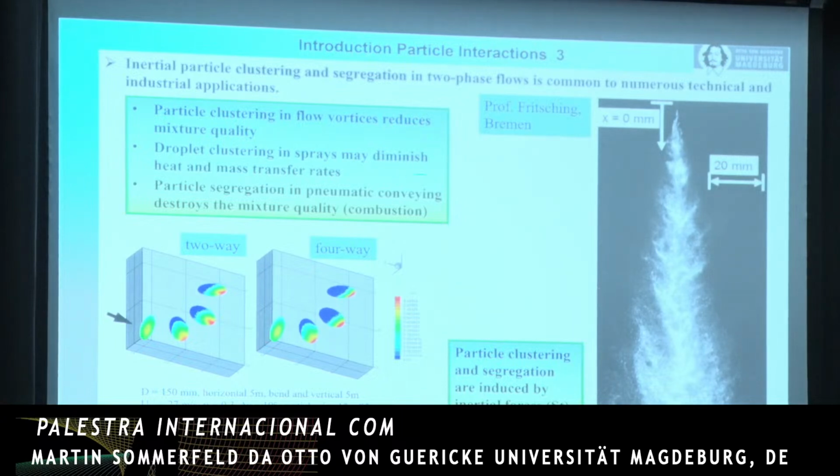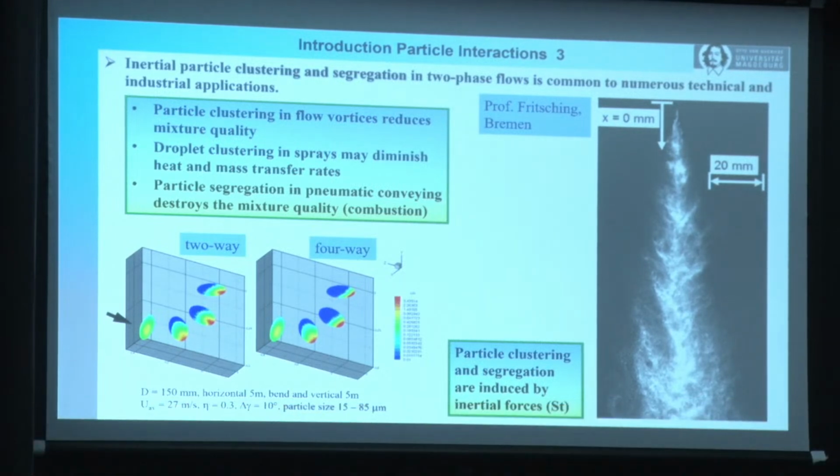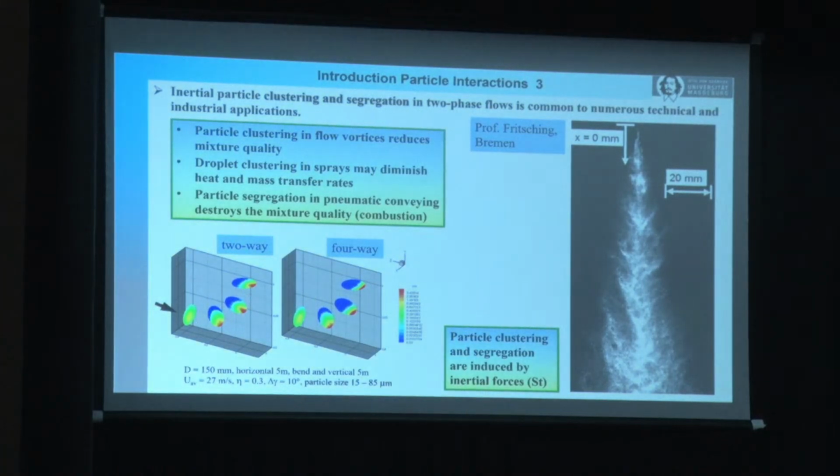Then you have, as illustrated here from the group of Professor Pritching, droplet clustering in sprays, which of course may reduce heat and mass transfer in this situation. And finally, an example is particle segregation in pneumatic conveying, which is often used for pulverized coal-fired plants. So this also destroys the mixture quality and reduces the combustion.